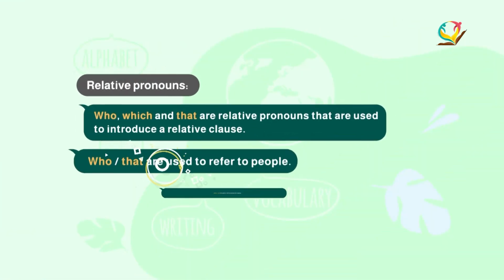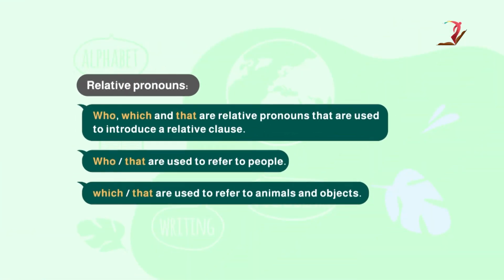So, in general, we can say who, which, and that are relative pronouns that are used to introduce a relative clause. Who or that are used to refer to people, while which or that are used to refer to animals and objects.